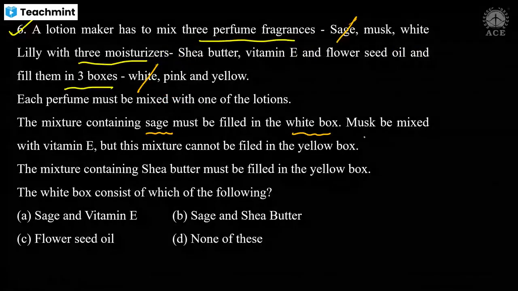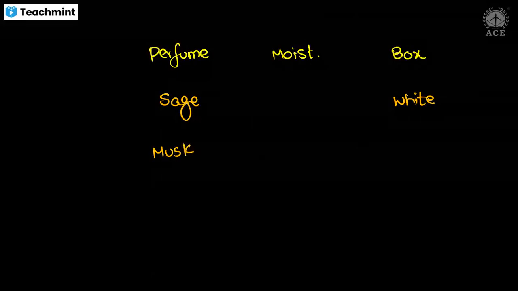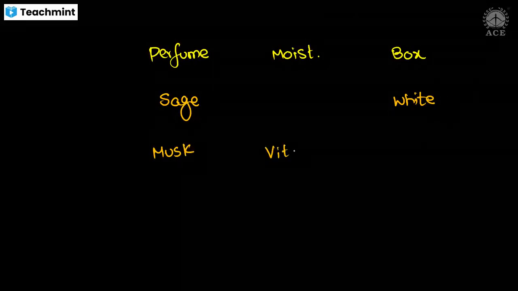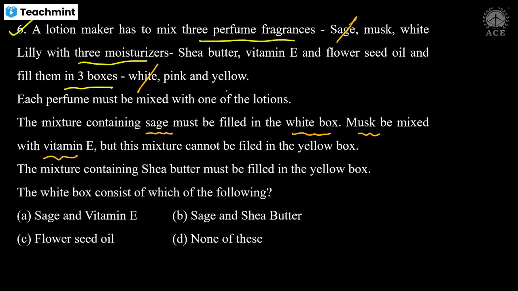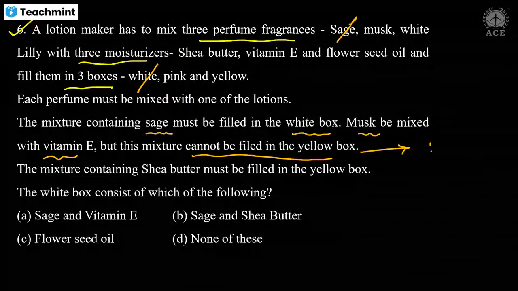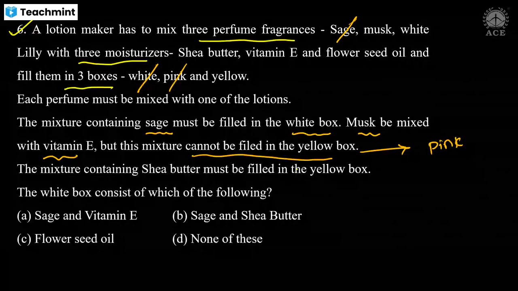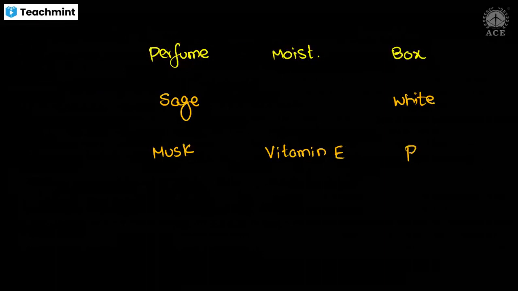Next one: musk is the fragrance or perfume, and the moisturizer is vitamin E, and it is not yellow. Not yellow means we have only two more boxes. It must be pink, right? Not yellow implies we have to go with pink because white is already assigned. So pink is also gone. Pink gone, vitamin E gone, musk gone. So musk, vitamin E, and the box is pink.